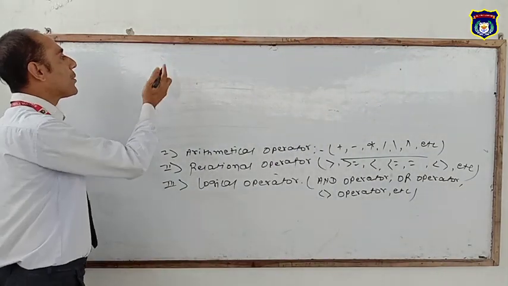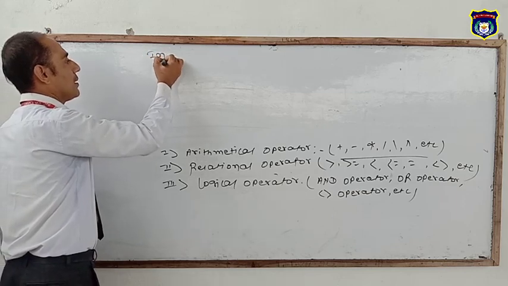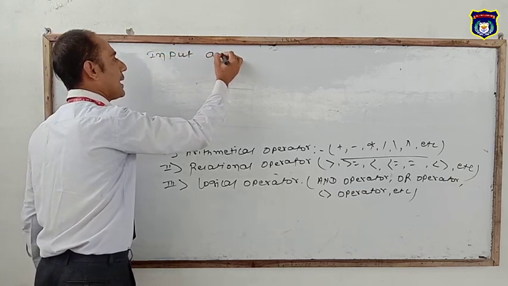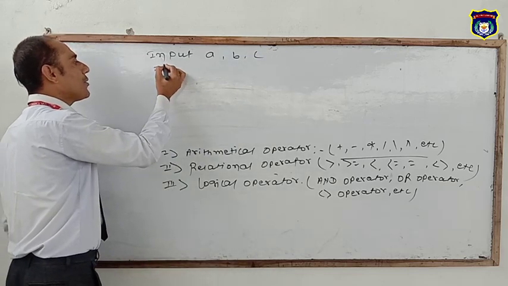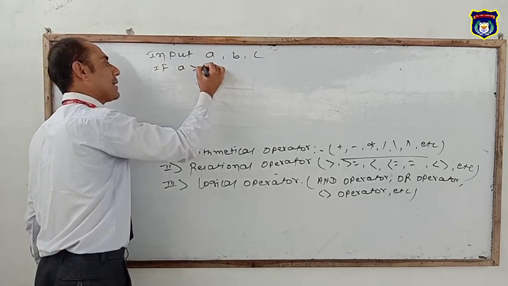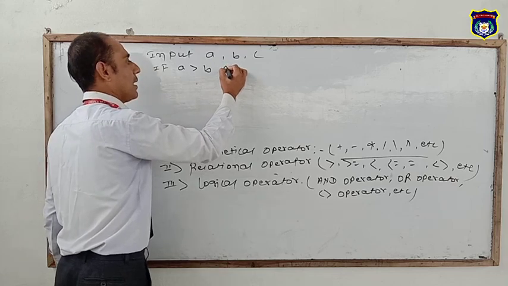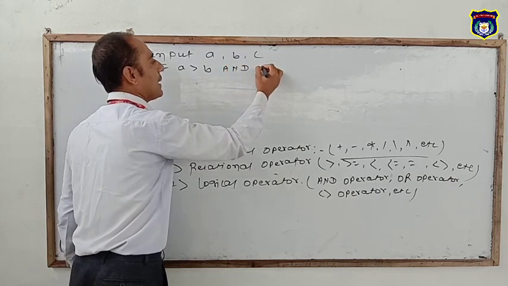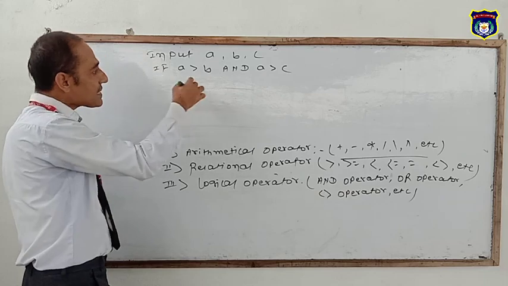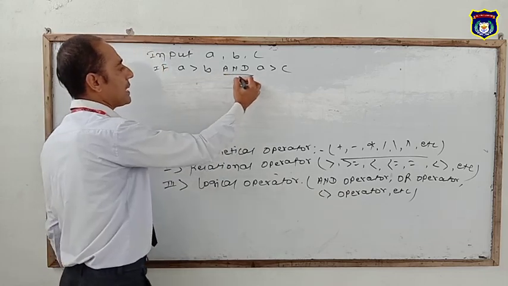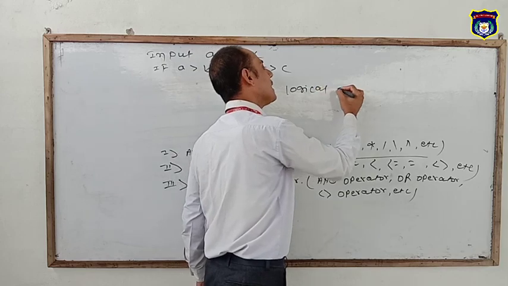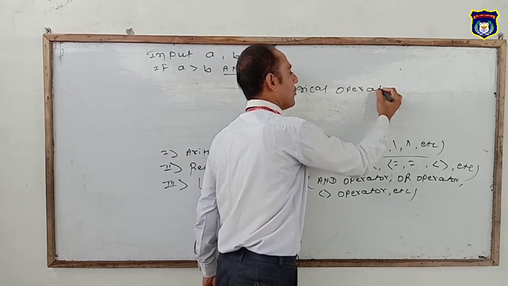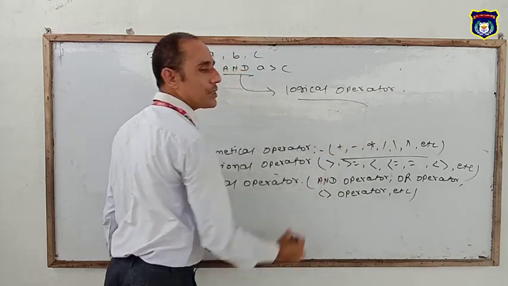when you make a simple program, input A, B, C, and when you follow the condition, if A is greater than B and A is greater than C, that means AND is the operator, which is an example of what? Logical operator. It is an example of logical operator. Okay. In logical operator, what is the condition of the logical operator?